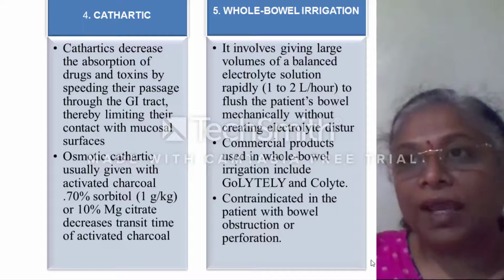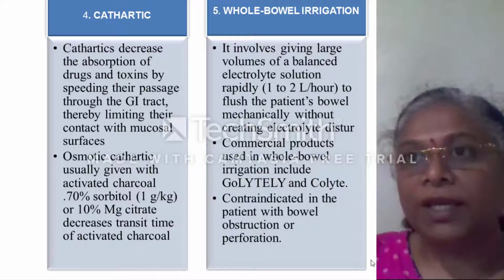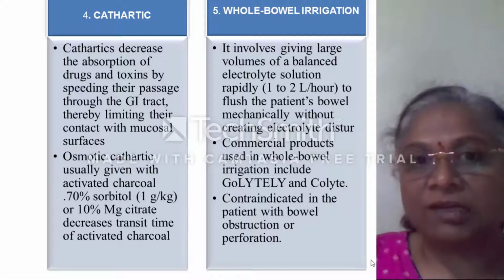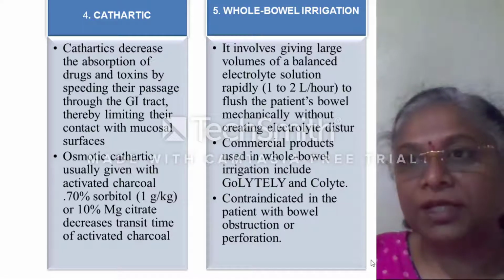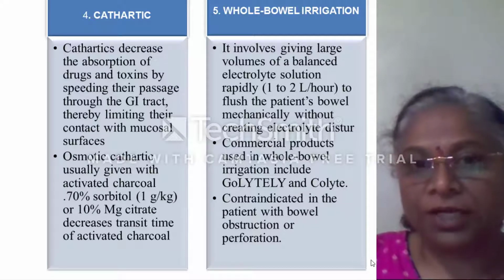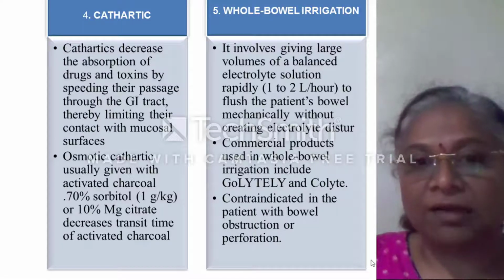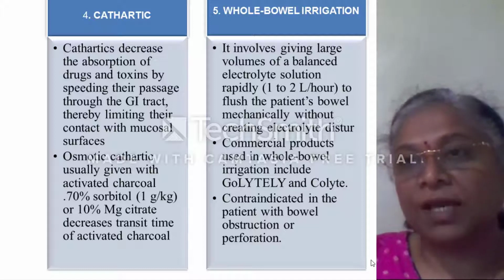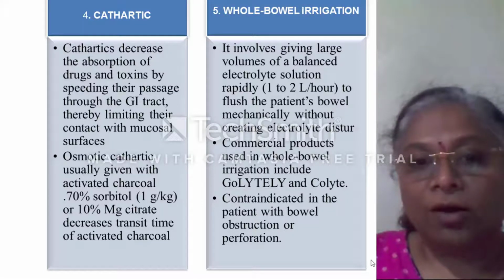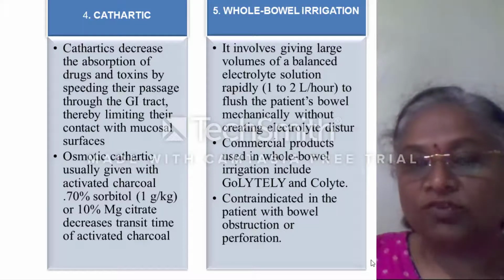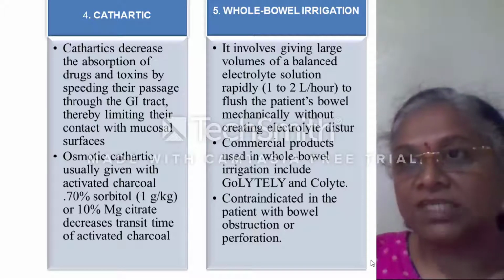The other way to remove the poison from the body or to prevent its further absorption is catharsis. Cathartics decrease the absorption of the drug or toxins by speeding their passage through the GIT, thereby limiting their contact with the wall of the GIT. Strong cathartics are required, like osmotic cathartics, which are sometimes given along with activated charcoal, where 70% sorbitol or 10% magnesium citrate is used, which decreases the transit time of the activated charcoal.